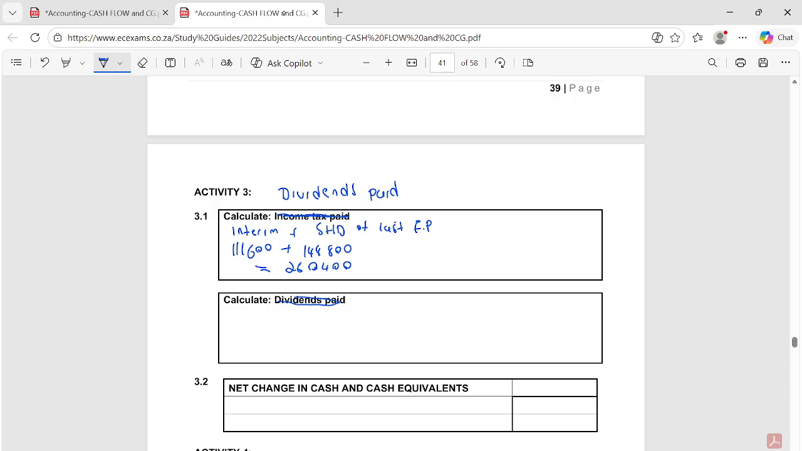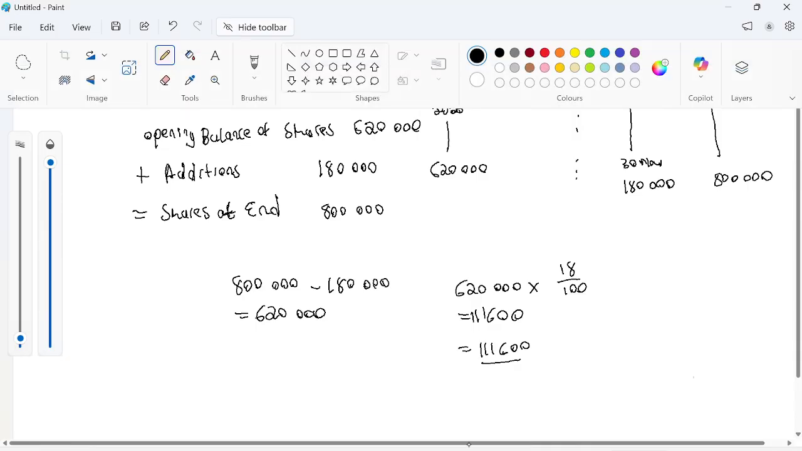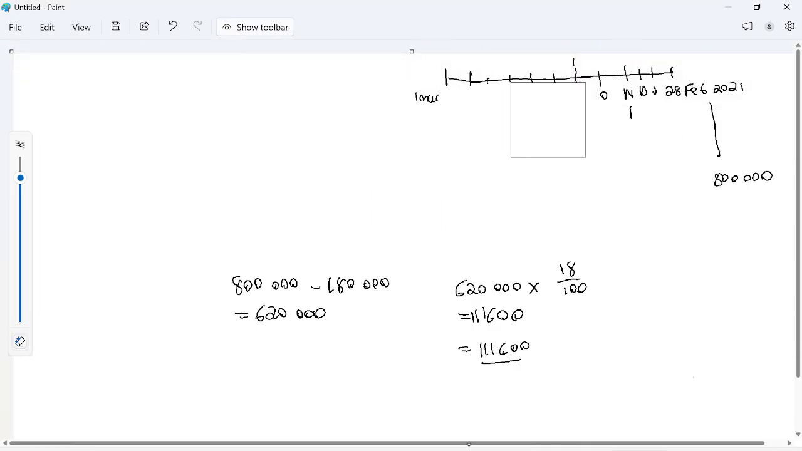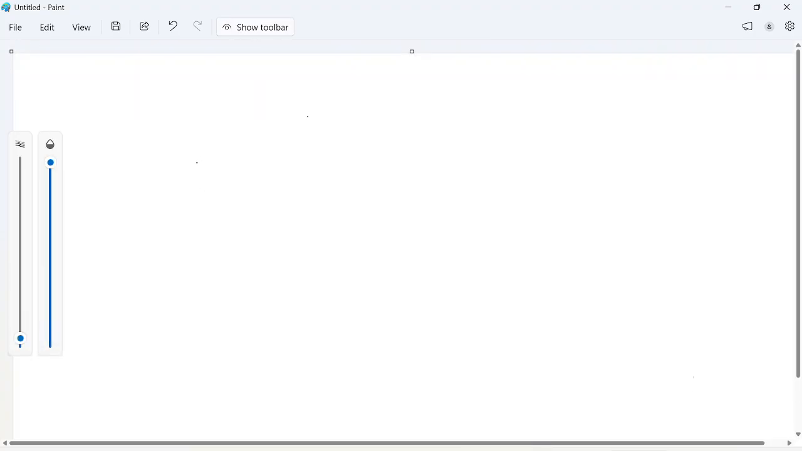I'll write income tax here. Sorry for that, guys. Income tax. Right, now let's move to income tax. So how are you going to calculate your income tax? Income tax paid. So my income tax paid for the year, always guys, you draw a T ledger, which is going to be your debit side and your credit side, right? You can simply say income tax. Yeah, right.